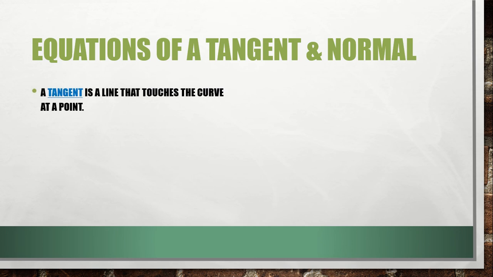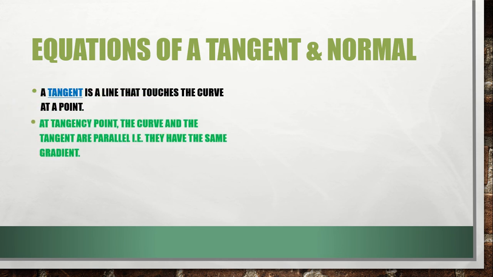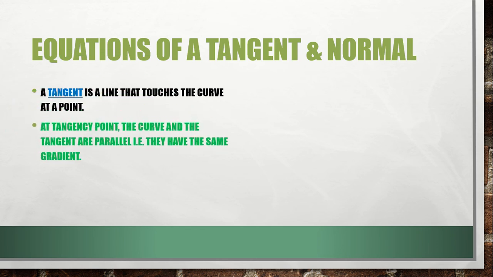Now, equations of a tangent and a normal. A tangent is a line that touches the curve at a specific point. Something you need to know is that we have what is known as a tangency point. At the tangency point, that's where the tangent touches the curve. The curve and the tangent are parallel there, which means they have the same gradient. From equations of a straight line, a property is that when lines are parallel, they have similar gradients. So that's the same thing. Now what about a normal? It's a line perpendicular to the tangent.